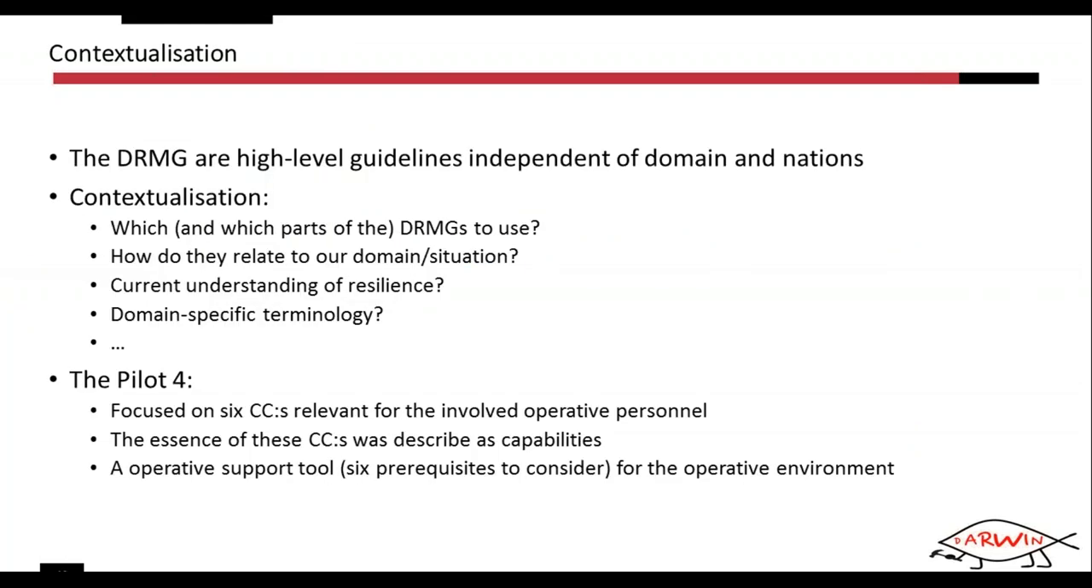Yeah. And I think here is contextualization. So here's a couple of questions that you as a policymaker need to reflect on when you start to work with the DRMG. And the first one is which part of the guidelines you need to start with, and how they relate to the specific domain or situation, because they work somewhat differently. You also need to reflect on the current understanding in your organization, at what level are we now, that could affect. Terminology was something that we worked with, because we have a standard terminology in Sweden that we needed to apply to the DARWIN guidelines, so they will fit in the operative setting.